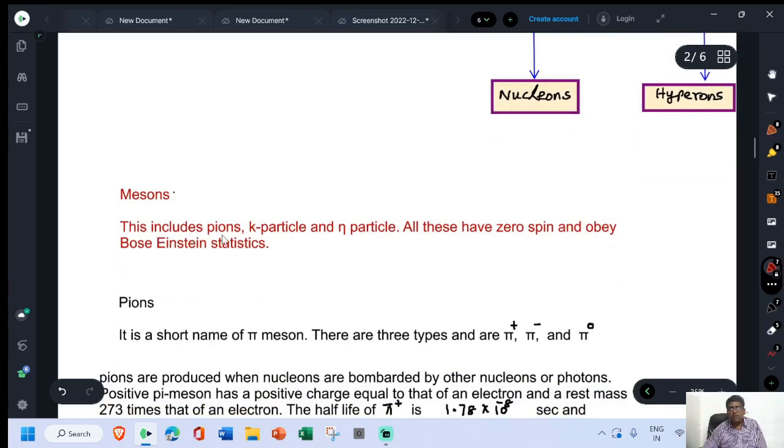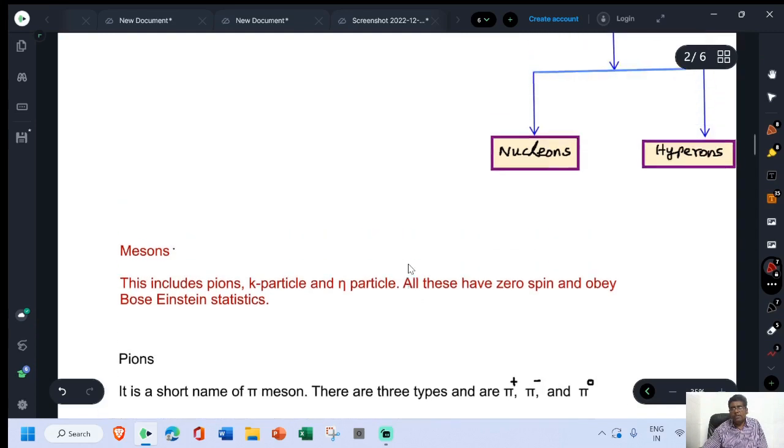Meson includes pions, K particle and eta particle. All these have zero spin and obey Bose-Einstein statistics. First classification is pions. It is a short name of pi meson. There are three types of pi meson and are pi plus, pi minus and pi 0.